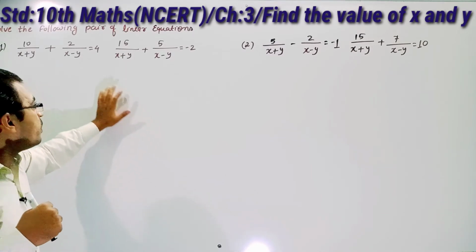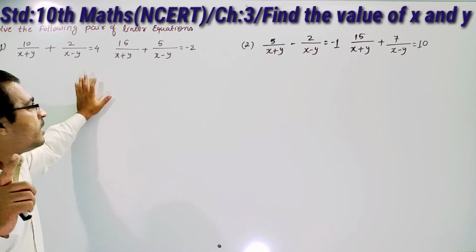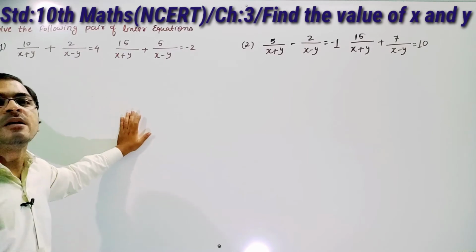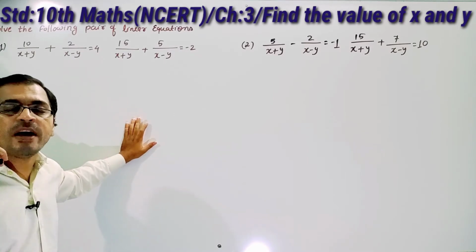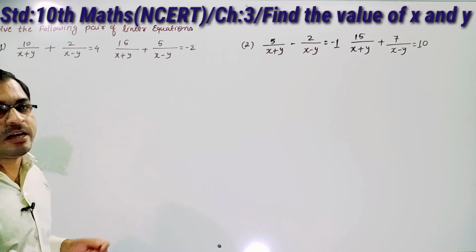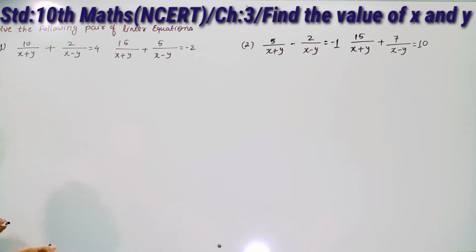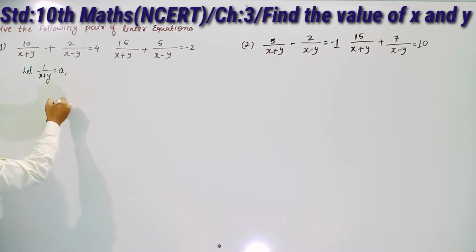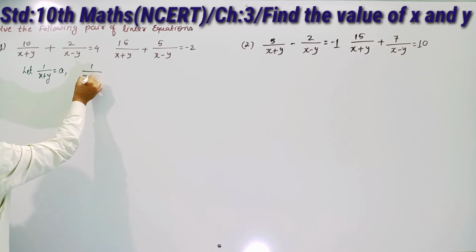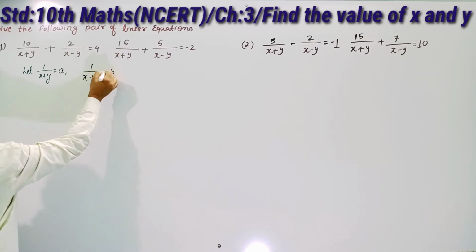Keep in mind that whenever you convert these equations into general form, the variables will be changed. You can't consider the same variable. Okay, let us see. First of all, let 1 upon x plus y be equal to a, and similarly 1 upon x minus y be equal to b.